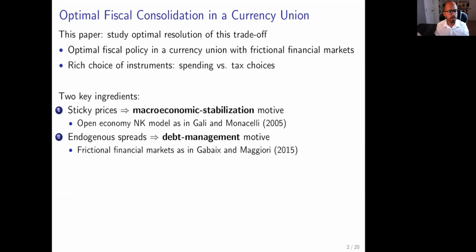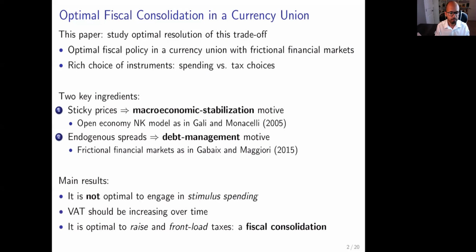The second key ingredient is endogenous spreads, which give rise to a debt management motive, where the social planner wants to use fiscal policy to reduce the amount of foreign debt, easing the impact on sovereign debt spreads. This requires us to consider a frictional financial market as in Gabaix and Maggiori.